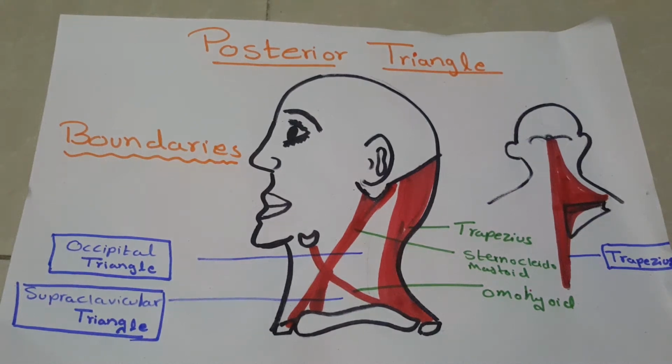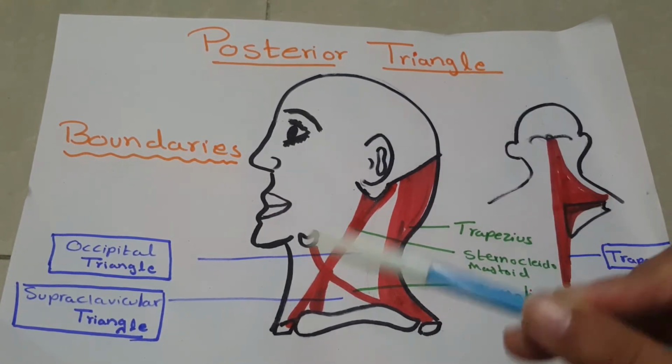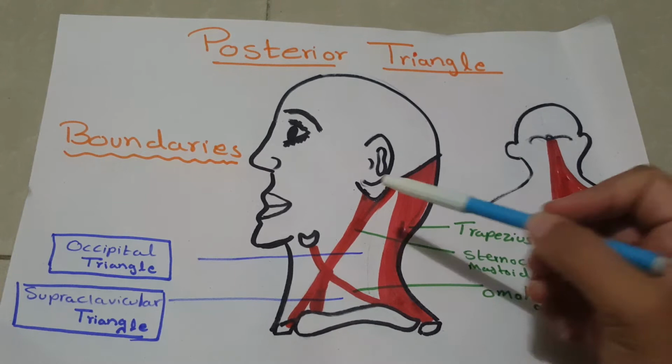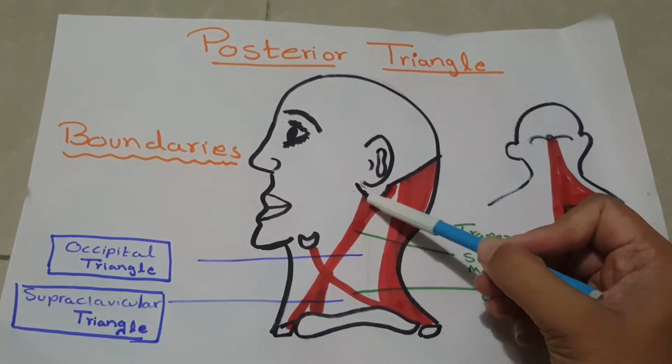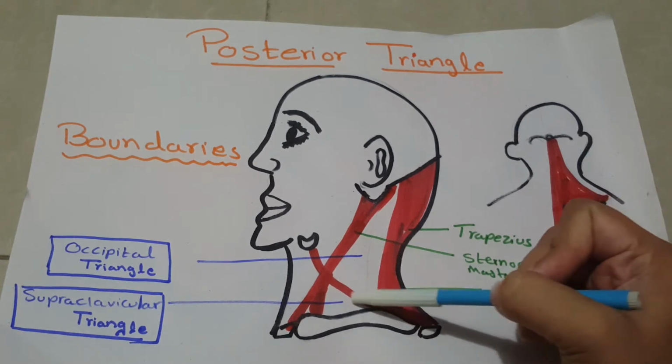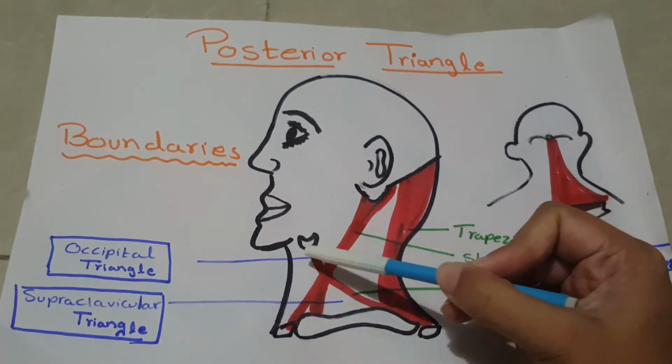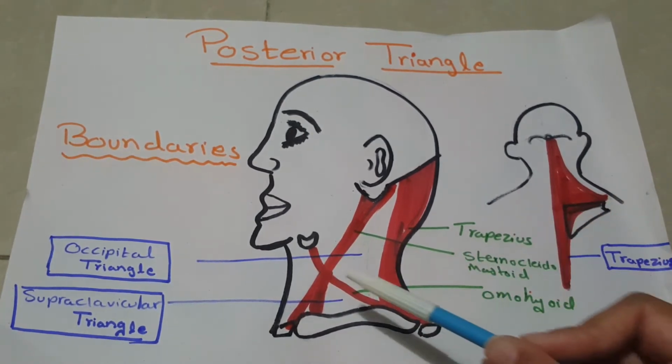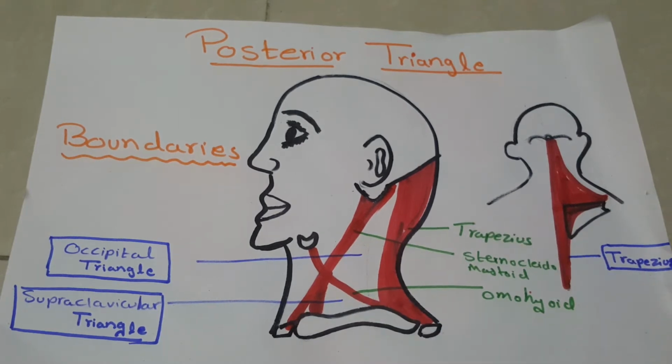Today we are going to discuss boundaries of posterior triangle. But before discussing the boundaries of posterior triangle, I have drawn this diagram showing some muscles. This is trapezius muscle. This muscle is sternocleidomastoid muscle. And this muscle is omohyoid muscle. This is superior belly of omohyoid muscle and this is inferior belly of omohyoid muscle.